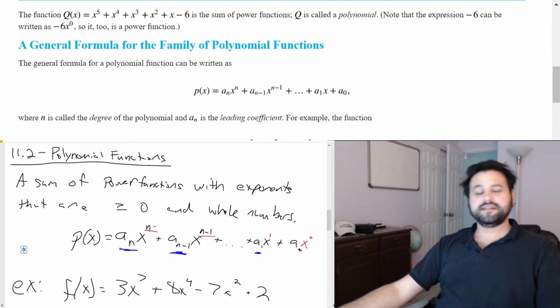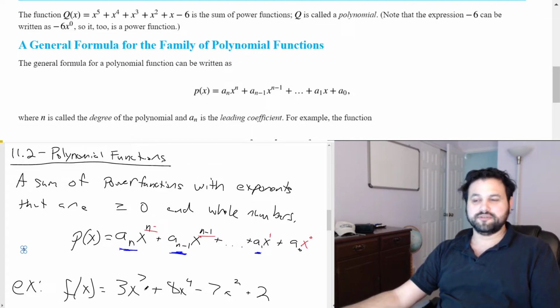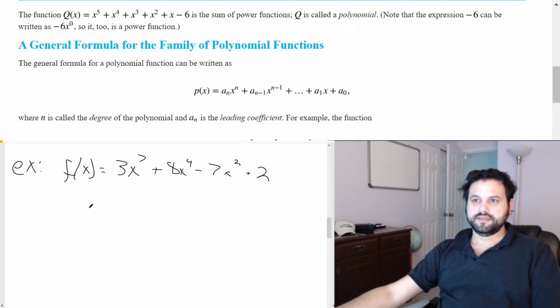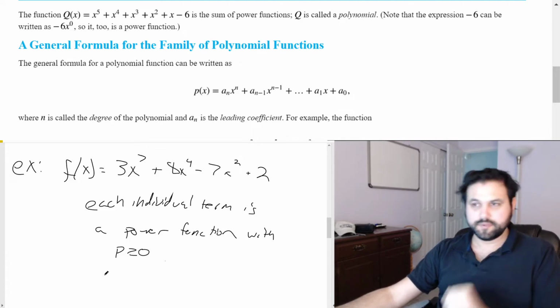So again, thinking back to exponential functions, not a polynomial because the x is in the exponent. It's not a sum of power functions. So each individual term here is a power function with p greater than or equal to 0. P being the exponent, remember. Okay?